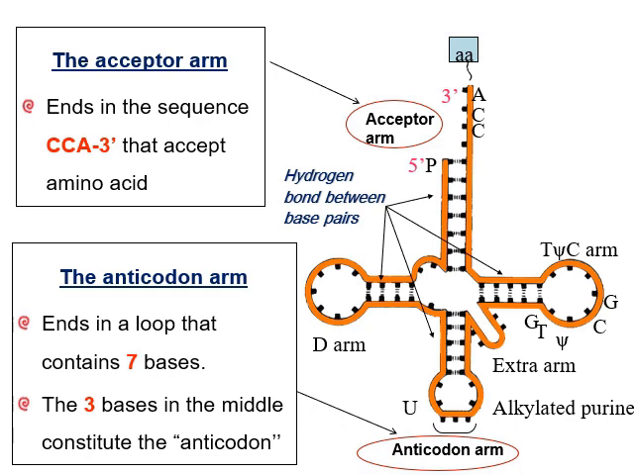The anticodon arm end in a loop that contains 7 bases. The 3 bases in the middle constitute the anticodon. الانتيكودون arm بينتهي بلوب. اللوب ده بيتكون من 7 bases. 3 منهم بتمثل الانتيكودون اللي بيتعرف على الكودون.